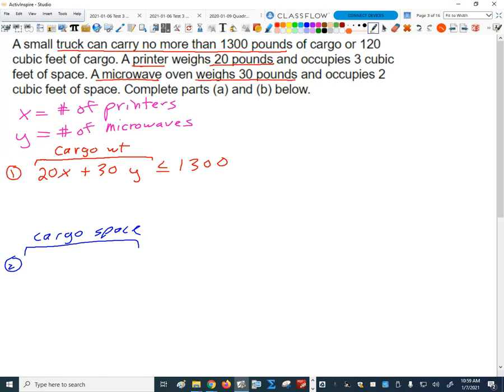Good. And then by the same token, we could do something just like that for cargo space, couldn't we? We know that the number of printers is x. Each printer occupies 3 cubic feet. So then 3 times x would be the total volume of all those printers in our truck. Each microwave takes up 2 cubic feet. So 2y is the amount of space that all the microwaves take up. And that has to be less than or equal to the capacity of our truck, which is 120.